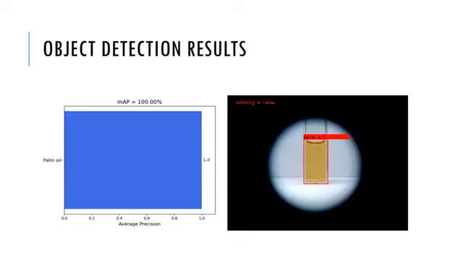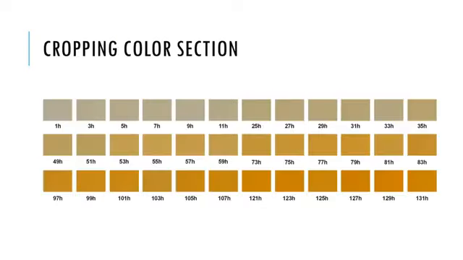This is the result of object detection of palm oil after 58 epochs of training. The average precision of object detection is 100%. We use the well-trained YOLO model to detect and extract the color part of palm oil.